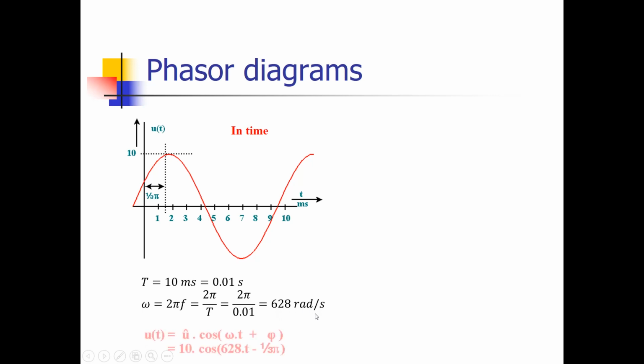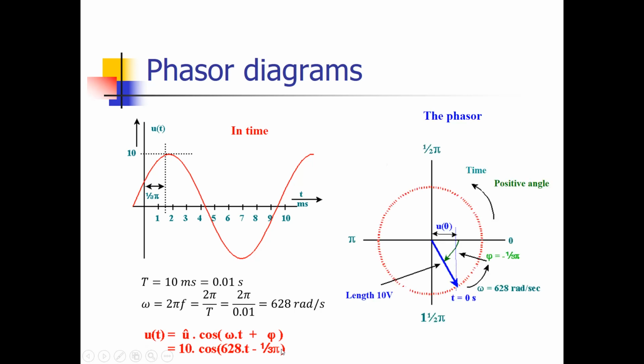So now we can define this waveform as a cosine with a top value of 10 volt, which can be seen over here, times the cosine of omega times t, where omega is 628 radians per second, plus my phase angle, which is minus 1/3 times pi, which is standing over here. This is in the time domain. Now we can express this figure also as a phasor. And this is the way we do it.